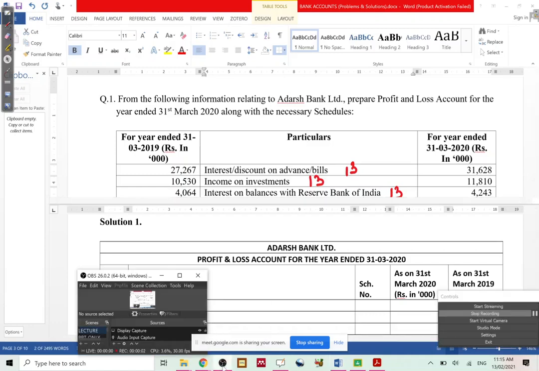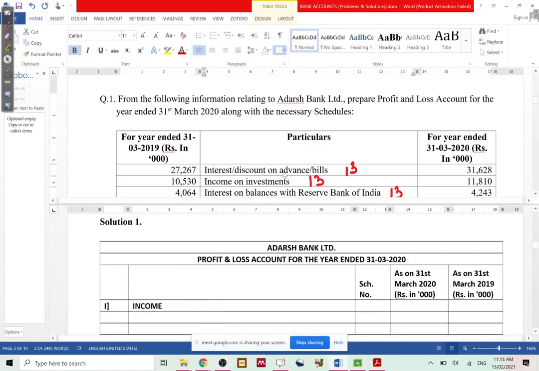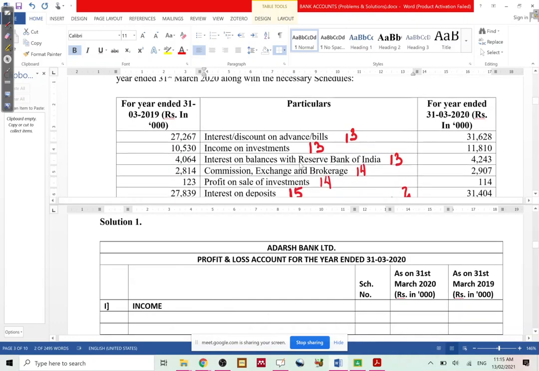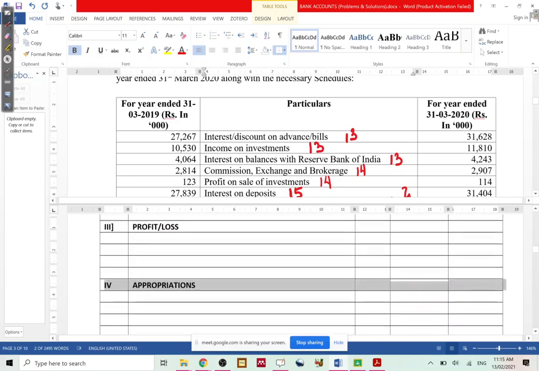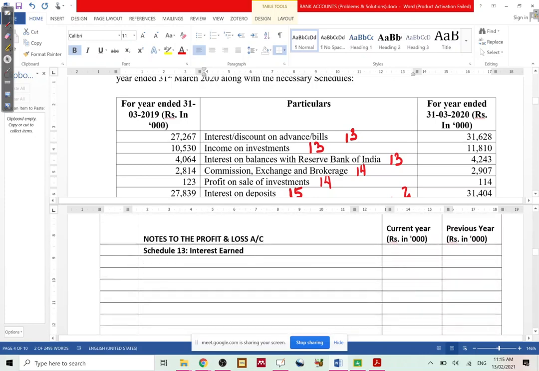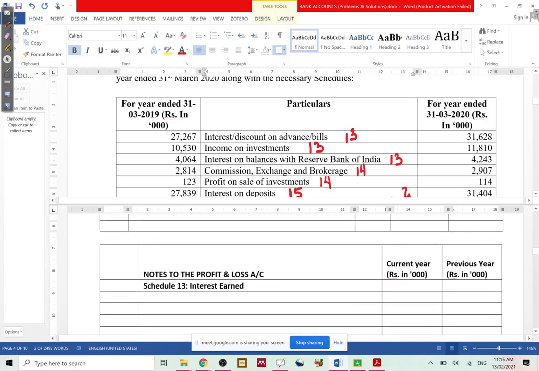So we now move on to the solution of this problem. We have identified all those items and what different schedules they will go under. Now we need to actually put them under those schedules in our notes over here. Notes to the profit and loss account are working notes, but compulsory working notes. You have to show these schedules and the manner in which they are calculated.